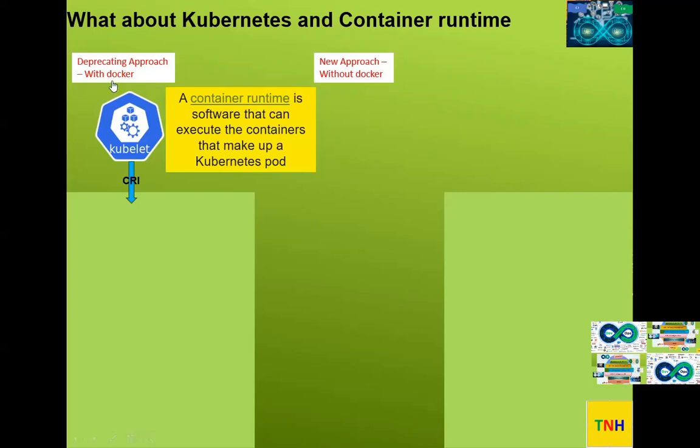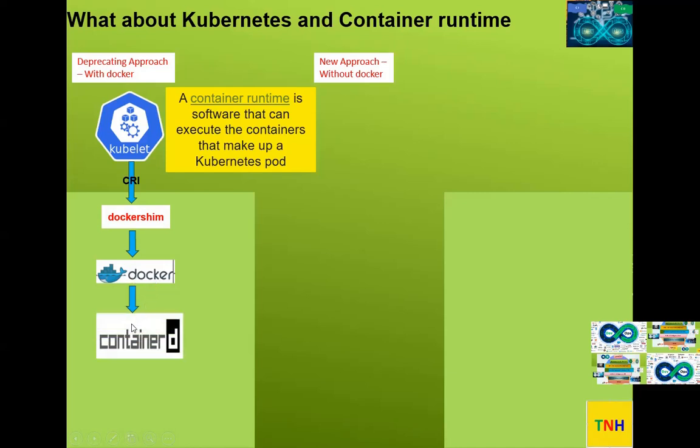Now this is the deprecating approach. Deprecating means this is the Docker approach. Now we have dockershim, because CRI is not compatible with the Docker runtime. We have dockershim as an intermediate to bridge the gap. After that we have Docker, and Docker is using containerd to execute the containers, and the containers are coming up now.